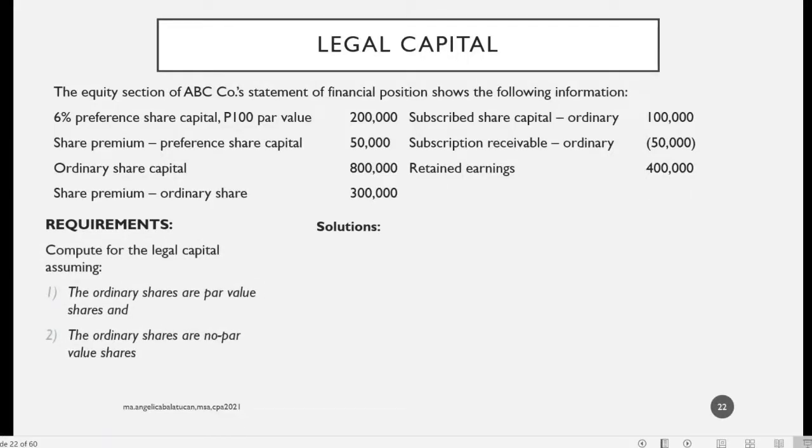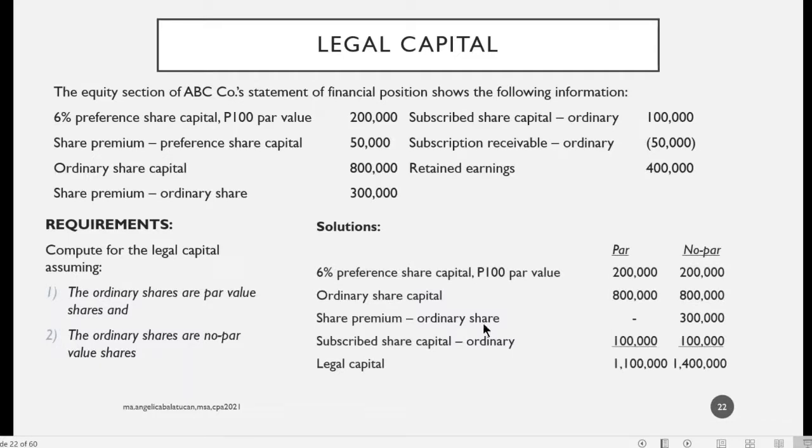So to illustrate, we have the following details of the shareholders' equity of ABC Company. The requirements are to compute the legal capital assuming that the shares are with par value, or number 2, the shares don't have any par value. If it has a par value, the legal capital would be equivalent to 1,100,000, which is composed of the par value of the preference share capital, the par value of the ordinary share capital, and the subscribed share capital. So the subscription receivable is not included.